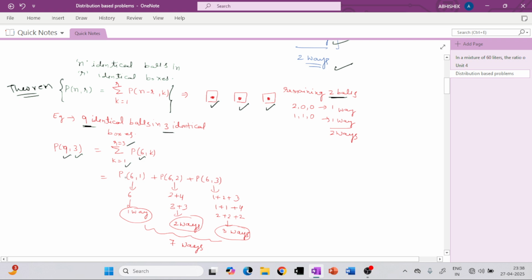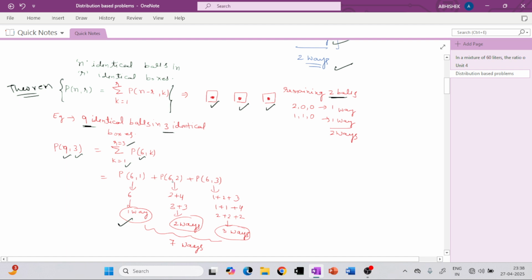Now what is P(6,1)? P61, this is not permutation. Okay, so P61 means partition 61, means we have to divide 6 balls in one part only. So in one part it will remain 6 only, means in one way.